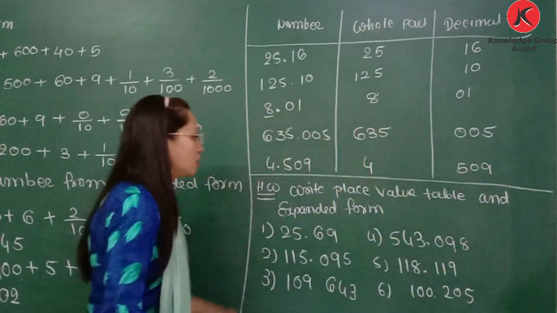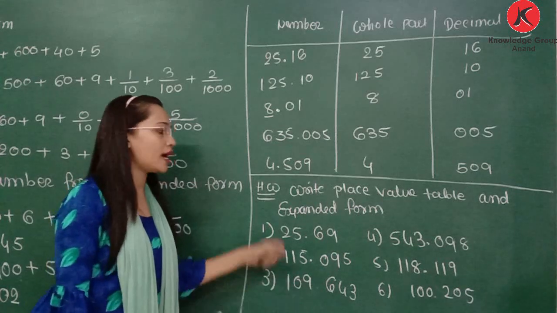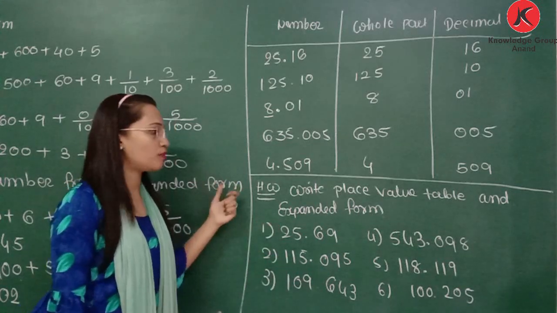Okay. So today you need to do some homework. You need to write the place value table for each digit and write the expanded form like we did in today's video.